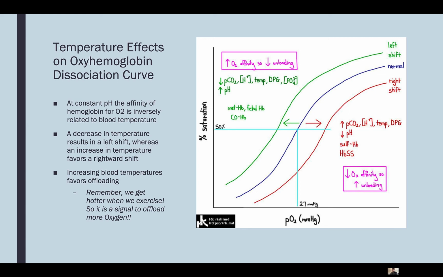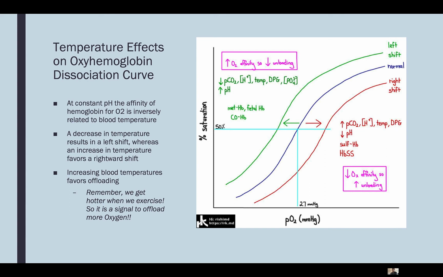What's interesting here is what happens when we exercise. When we exercise, our muscles start working more, right? We know this. What does our working muscle need? It needs oxygen in order to go through oxidative phosphorylation, right?